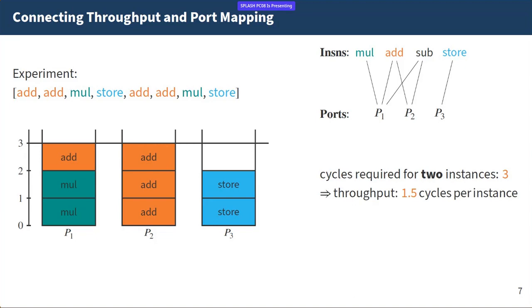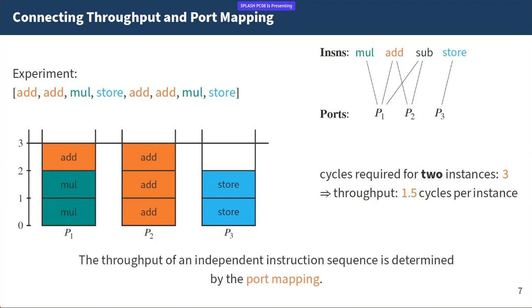And what we can see from this example is that, at least for this case where we don't have any data dependencies and the like, this throughput really directly corresponds to the port mapping. So if the port mapping would allow more things for the multiplication instruction, we could get a lower throughput. If it would have stronger constraints on the add instruction, we would have a larger number of cycles required. So really, there is a connection there that we can take advantage of to infer our port mappings.